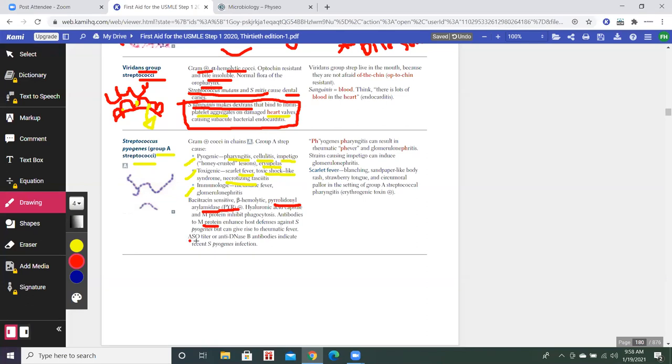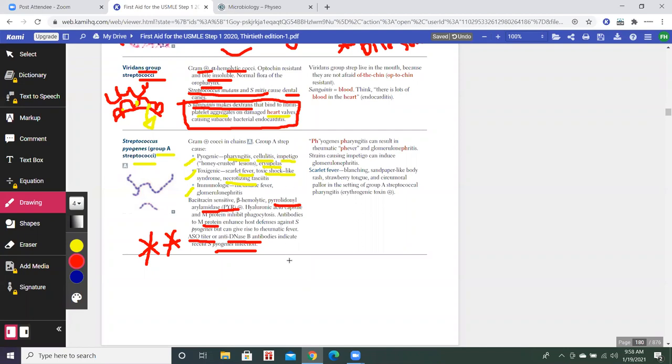So what we do is, if we suspect that there is a patient with rheumatic fever, we try to measure ASO titer, which is antibody to streptolysin O, or anti-DNase B. These two are high yield. Please underline this one. That will indicate recent Streptococcus pyogenes infection. A lot of students remember ASO titer very easily, but they have a hard time remembering anti-DNase B antibody.